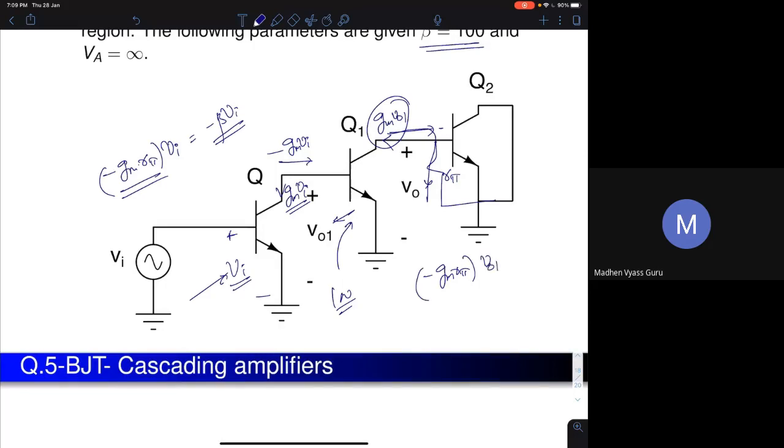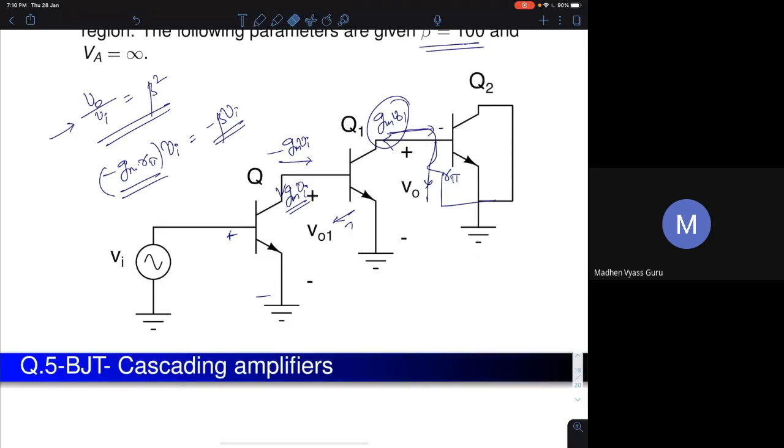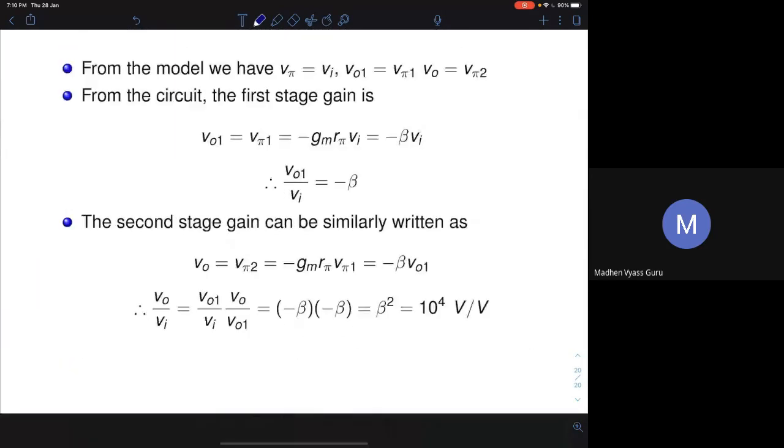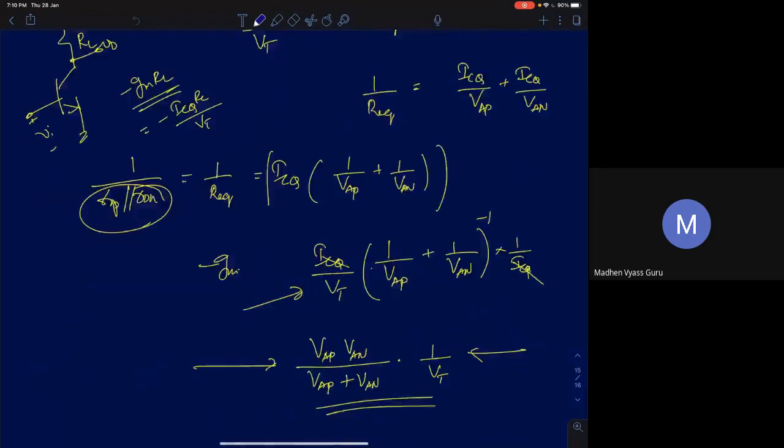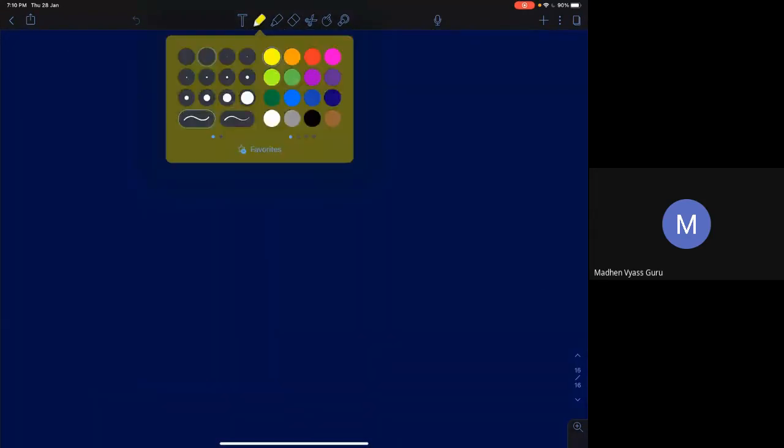That is also beta. So what is the overall gain? Overall gain from VO by Vi, what will be that? Beta square, yeah, 100 square. That's it. Okay, it's a very interesting circuit if you think about it. I'll mention one interesting thing, they must have taught this in your devices course. It's called a Darlington configuration.